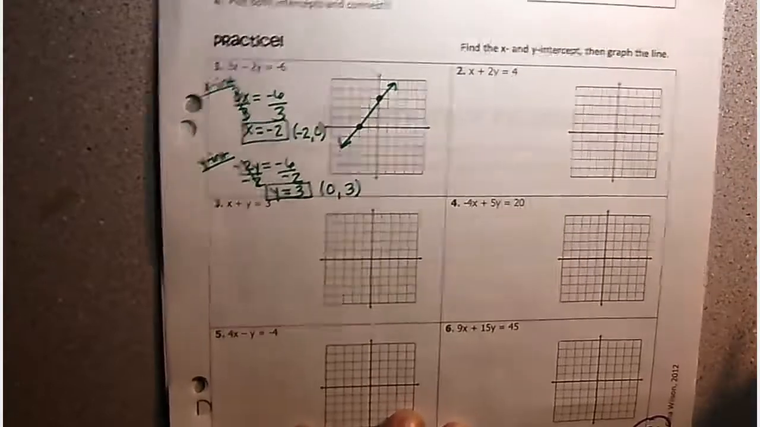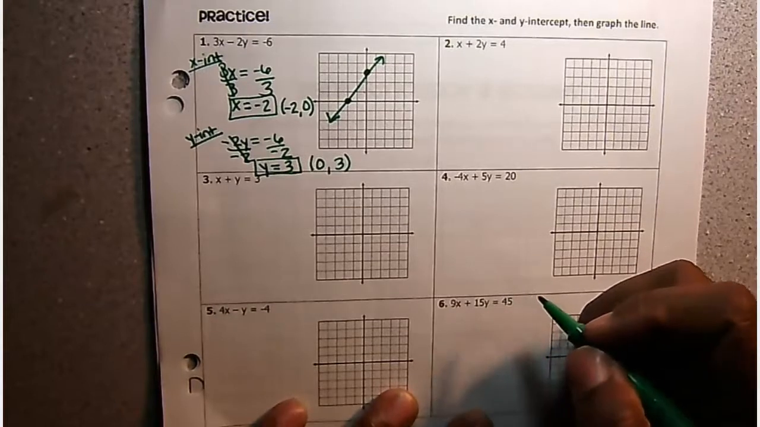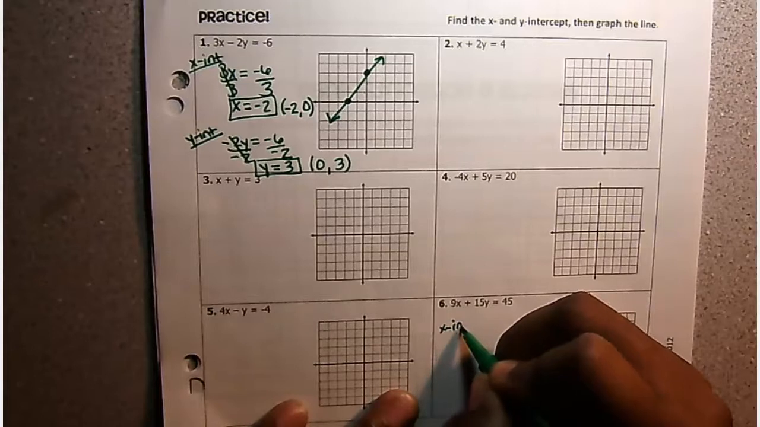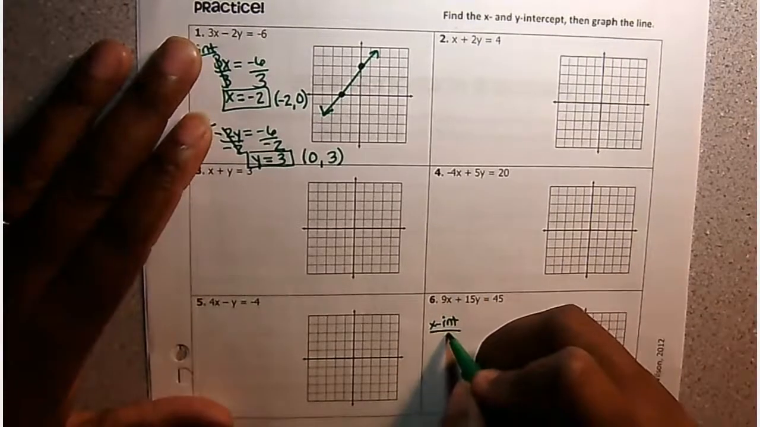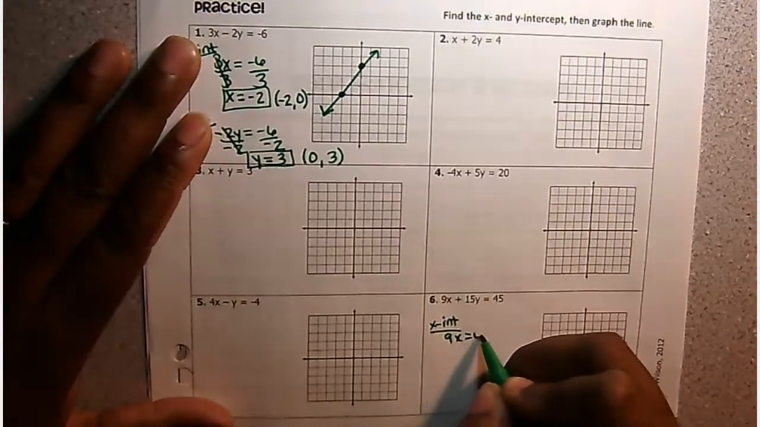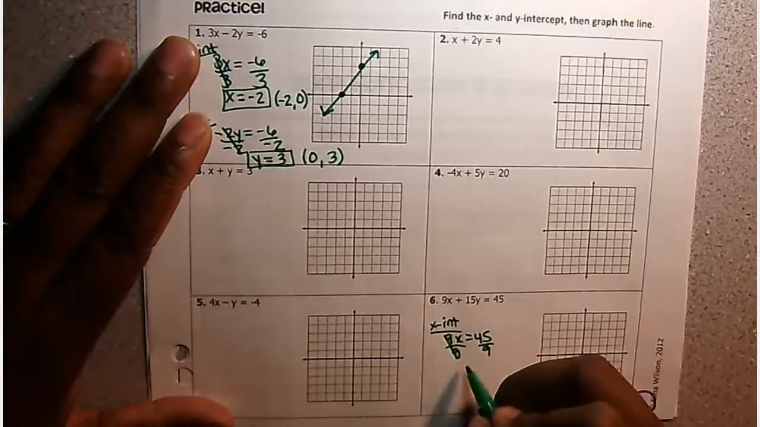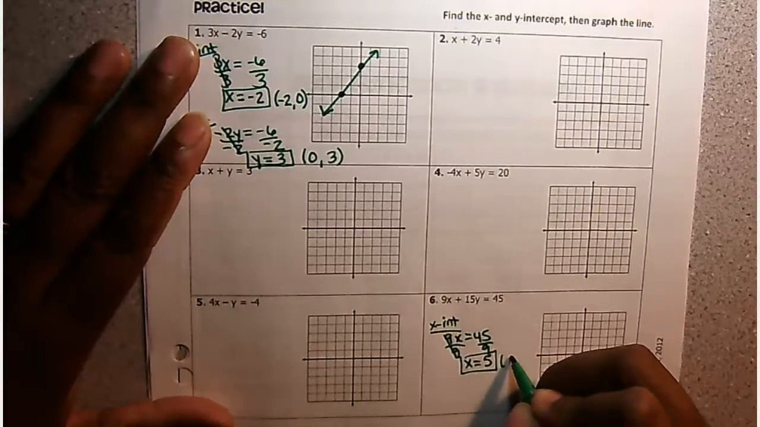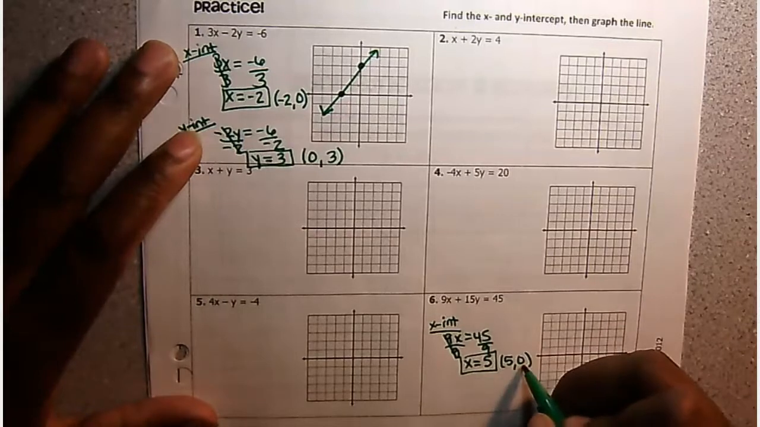We'll do one more example. Let's do number 6. For the x-intercept, I'm going to put my finger over the y term and then solve. So I have 9x equals 45. 9 is what I'm dividing by. So x is equal to 5, which means that the point is 5 and 0, because x-intercept means y is 0.